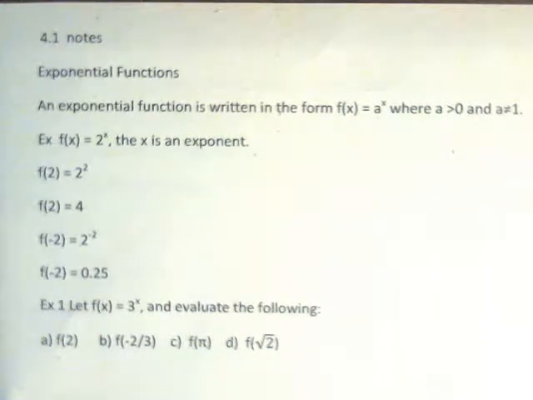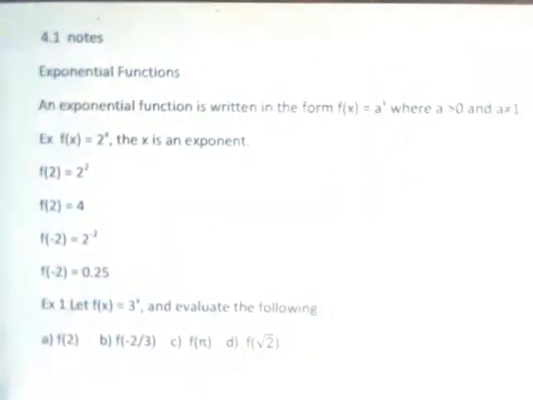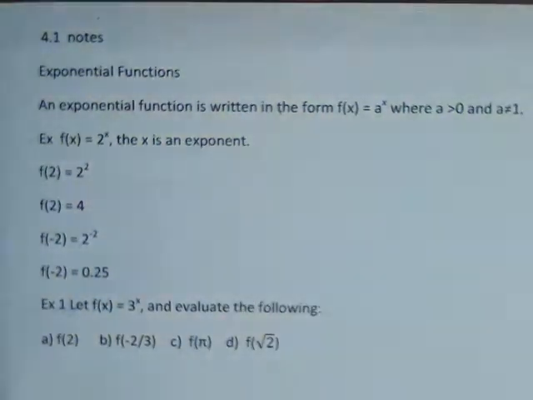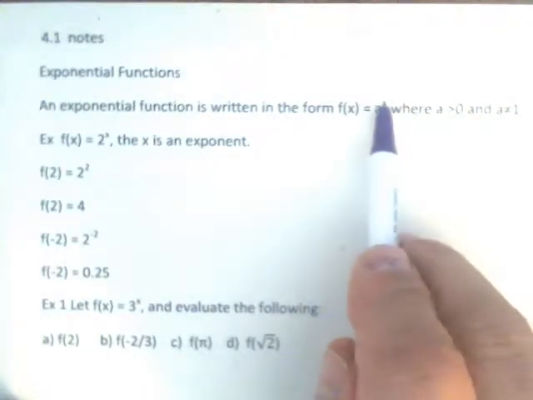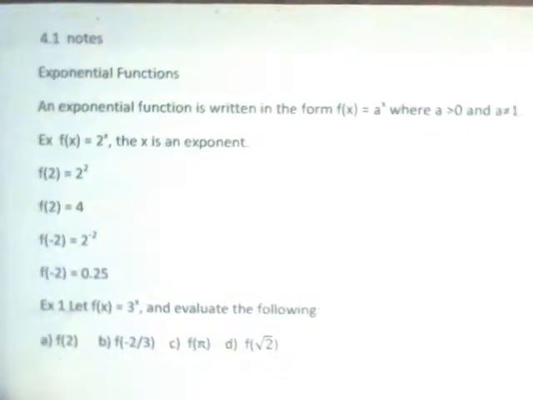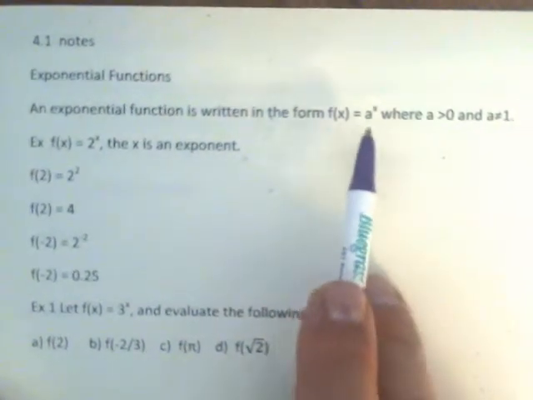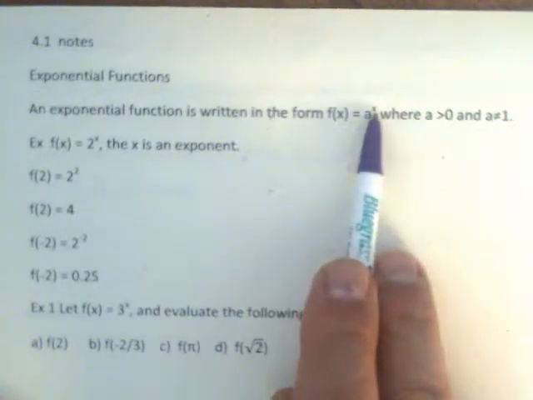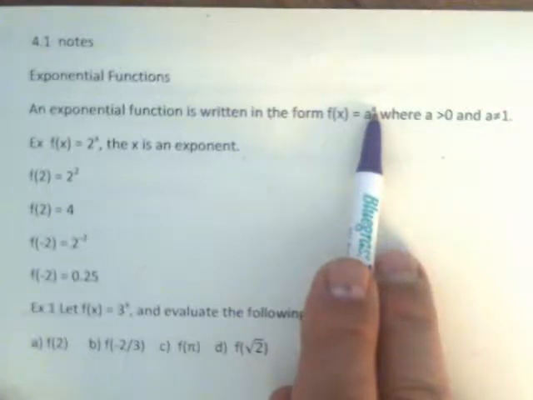So in section 4.1, we are going to be looking at exponential functions. An exponential function has the form f of x is a to the x or b to the x, or whatever. It's just your unknown is in the exponent. That's what an exponential function is. They're a little different in the fact that your base doesn't change, but your exponent does.